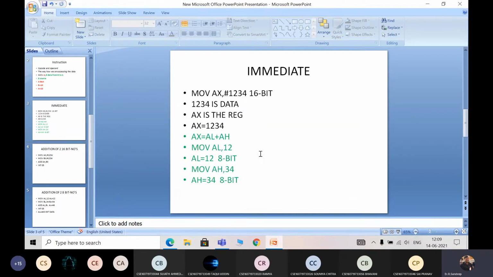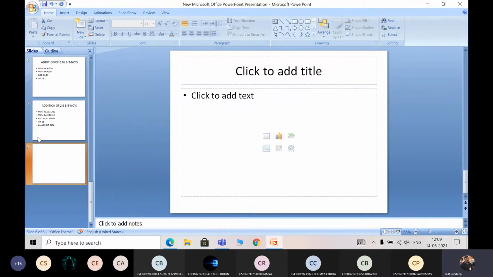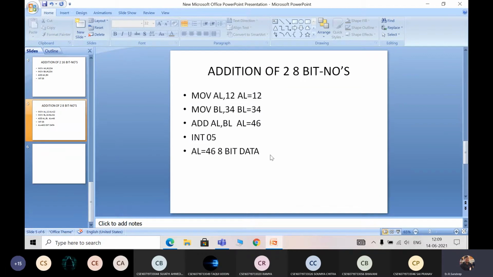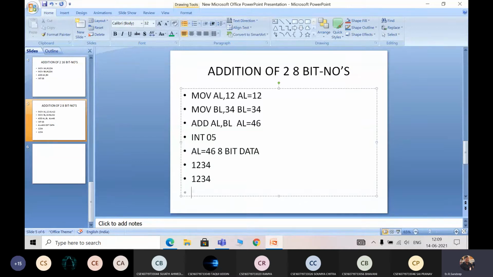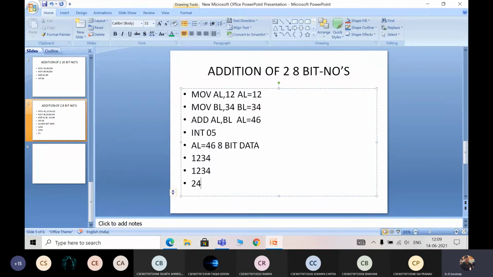In the previous case, suppose you move 16-bit data 1234 and 1234 into the registers. If you are adding 1234 and 1234, you know the output: you will get 2468. It is also 16-bit data.